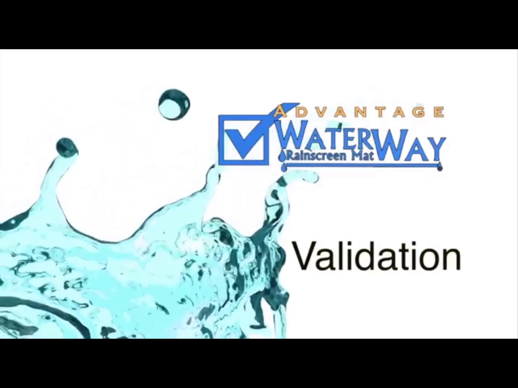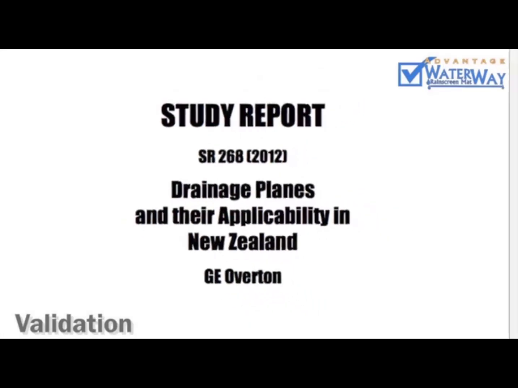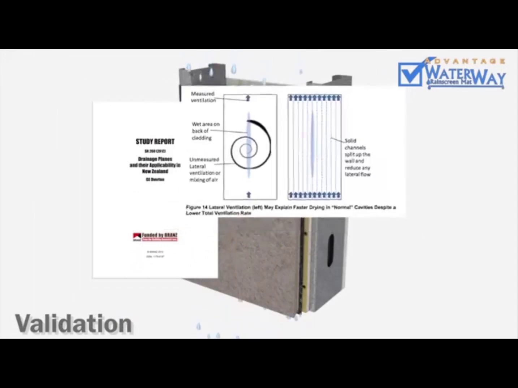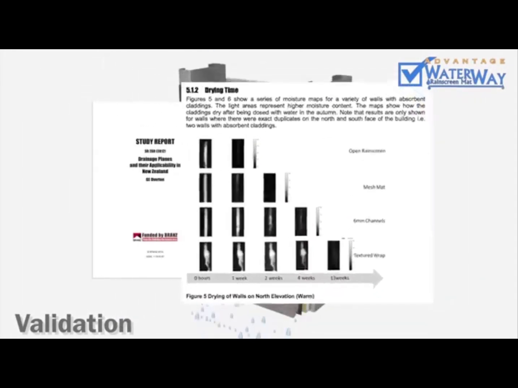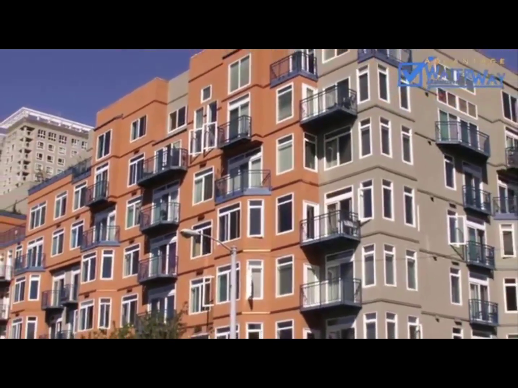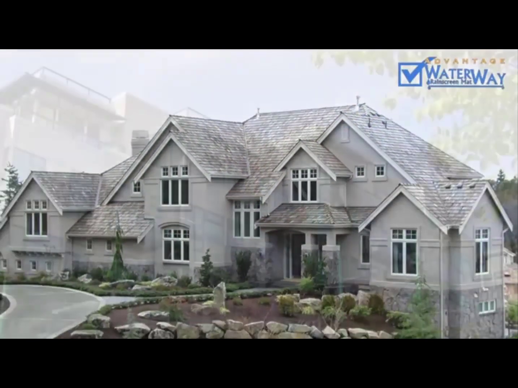Advantage number 10. Validation. The Building Research Association of New Zealand conducted an 8-year study on numerous RAINSCREEN materials and configurations. Only the Waterway product passed the established criteria. Copies of this report are available upon request. After 15 years and 40 million feet, no one offers a better performing RAINSCREEN mat.